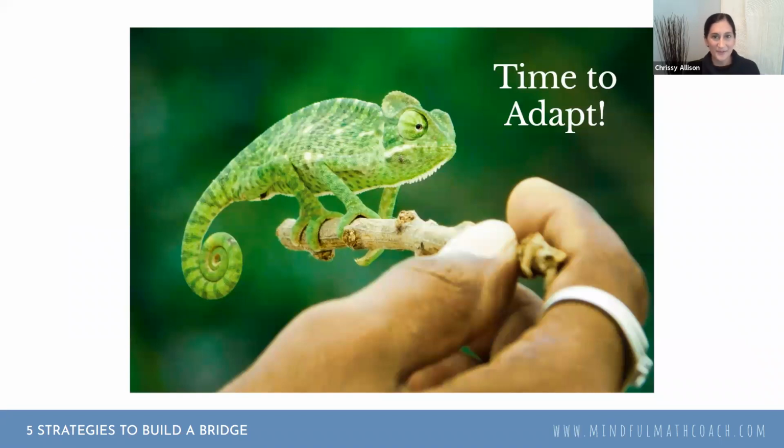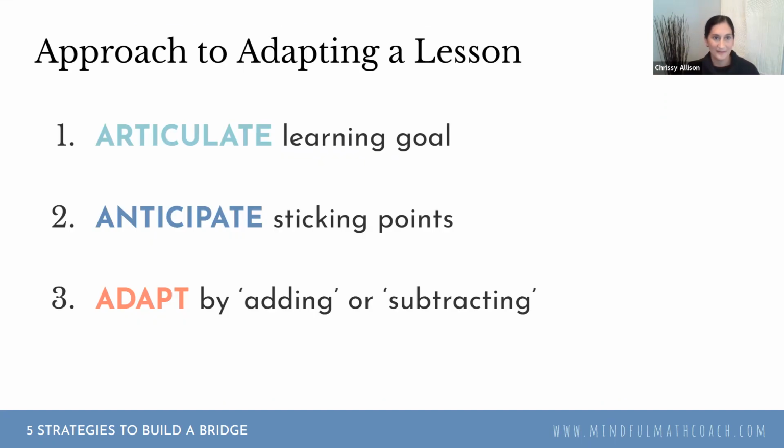All right, so those are the 5 strategies. And now it is time for you to adapt your own lesson. And I think it'll be helpful to approach it by following this process here. So first, articulating the learning goal, then anticipating, where do I think students might get stuck? Where are 1 or 2 places where I think they're going to need a little bit more of an on-ramp, a little bit of that bridge before they can just jump in? And then use some of these strategies or other strategies that you're aware of to adapt the lesson.